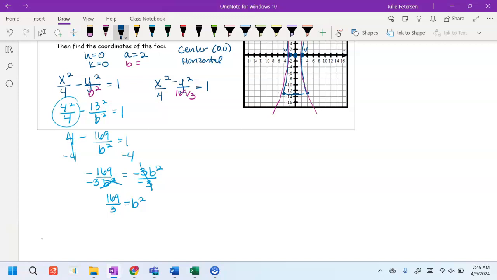So the key on a problem like this is identify what you know and use it to find what you don't know. So we had to use an x and y value to plug in and find our b value. Once you do that, you just use your b squared and plug it in.